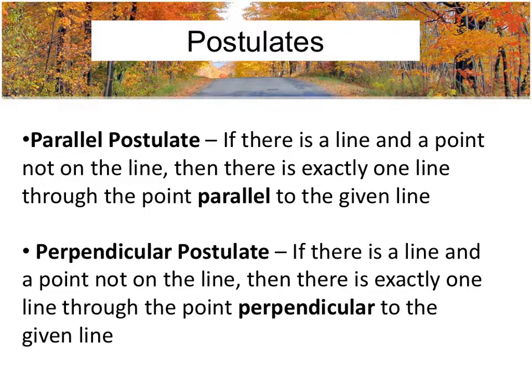Postulates. So there's 2 postulates we need to know, and you can know them by name. Save yourself lots of writing, and know them by name. The first one's called the parallel postulate. If there's a line and a point not on the line, then there's exactly one line through that point that's parallel to the given line. I'll draw you a picture in a minute, but I'll let you write it out first. And perpendicular: if there's a line and a point not on the line, then there is exactly one line through the point perpendicular to the given line.